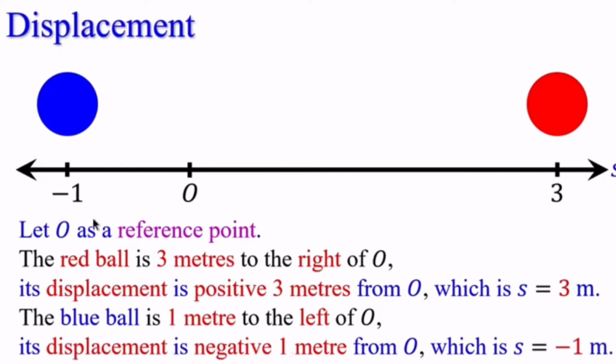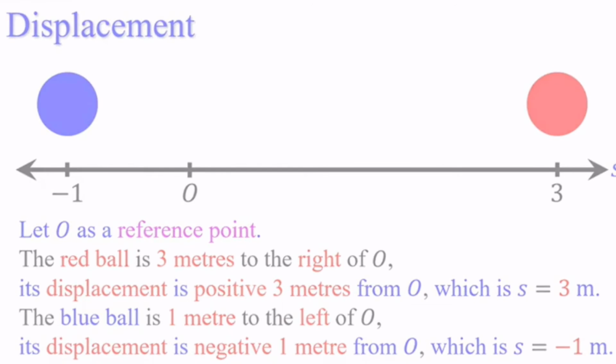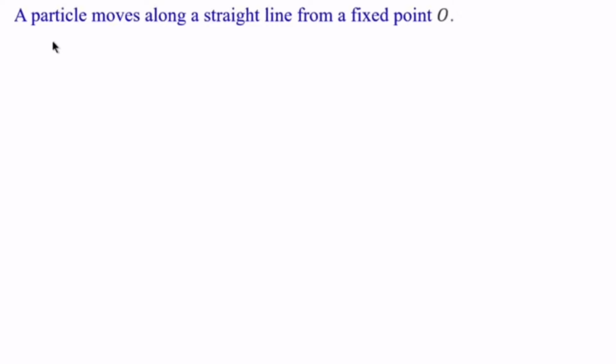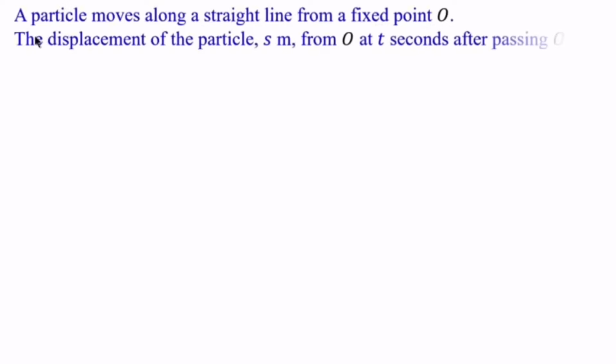So displacement comes with direction. It's a vector quantity, right? When we say a particle is displaced to the right from the reference point, it will be positive. Left will be negative. We always refer to the fixed point. A particle moves along a straight line from a fixed point O. The displacement of the particle, s meters from O at t seconds after passing O, is given.